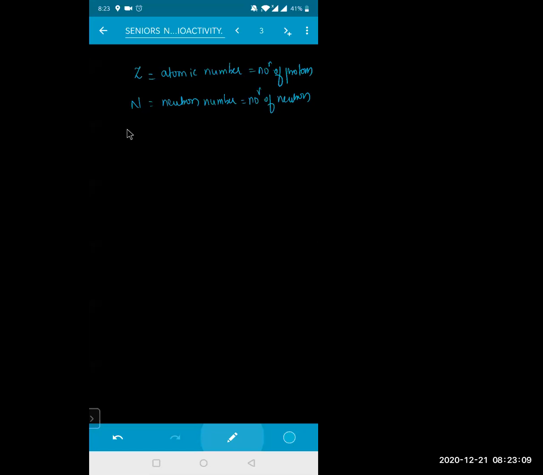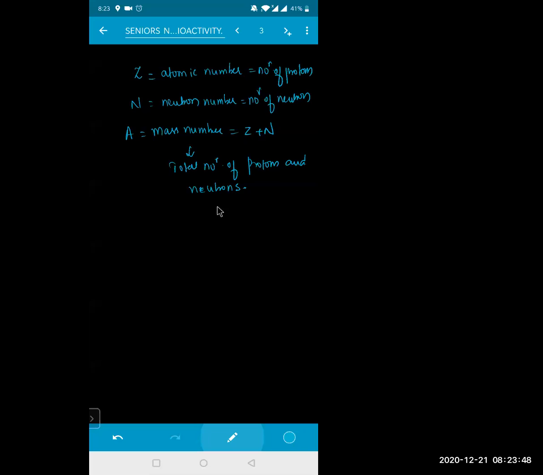And in the same way, A is the mass number. A is equal to Z plus N. That is the total number of protons and neutrons, the total number of protons as well as neutrons.